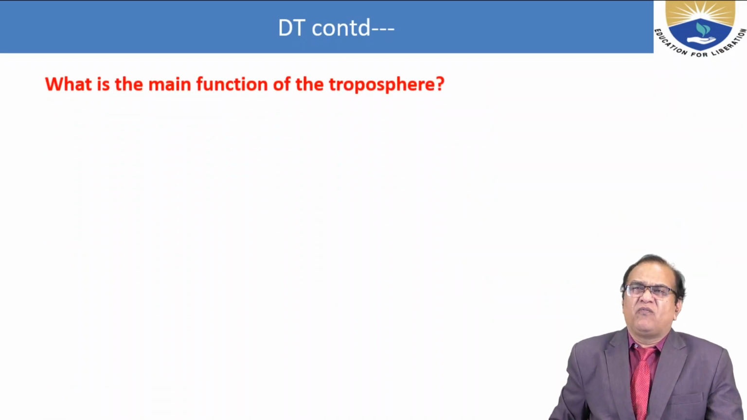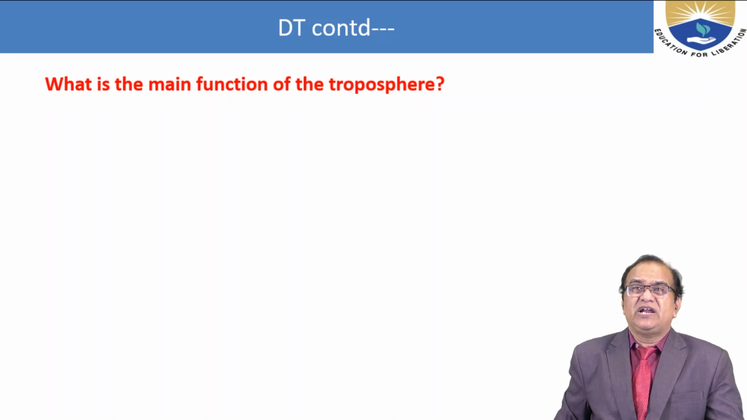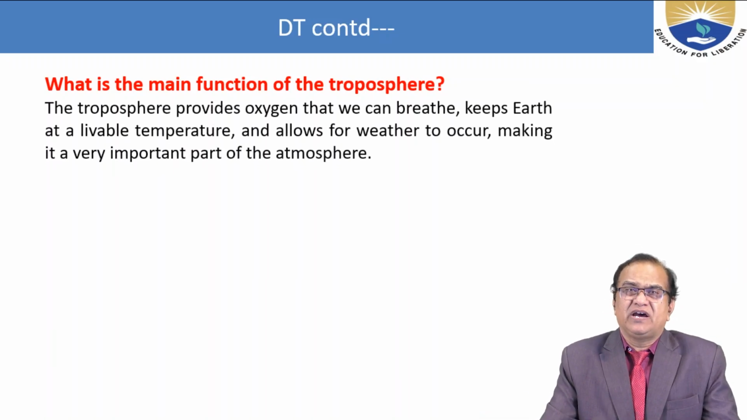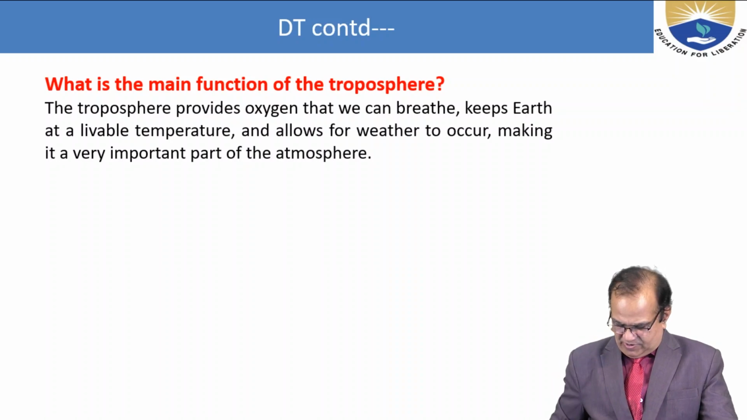What is the main function of the troposphere? Why is it so necessary? The troposphere provides oxygen that we can breathe, keeps the earth at a livable temperature, and allows for weather to occur, making it a very important part of the atmosphere.